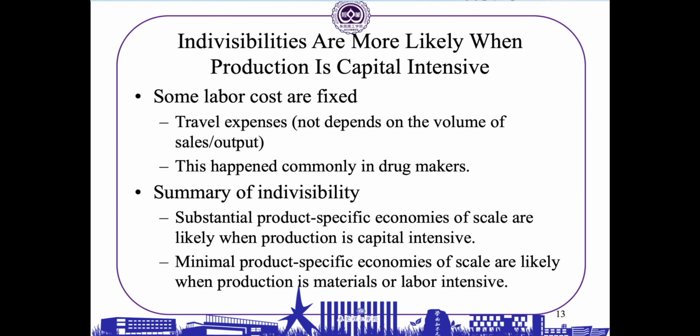Although we can treat labor cost as variable cost mostly, some of the expenses on workers are fixed. For example, travel expenses, which do not depend on the volume of output, are fixed for a given period of time. There are two rules of thumb to summarize our discussion of indivisibility. Substantial production-specific economies of scale are likely when production is capital-intensive. Minimal production-specific economies of scale are likely when production is materials or labor intensive.